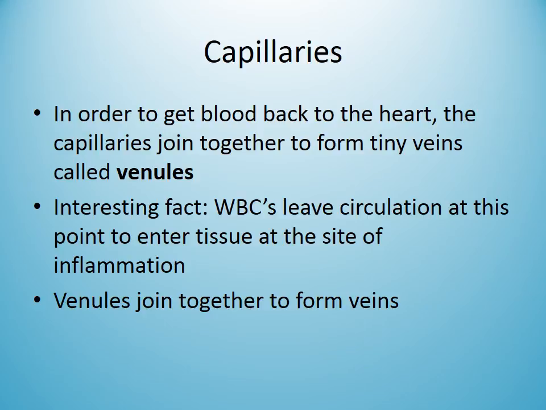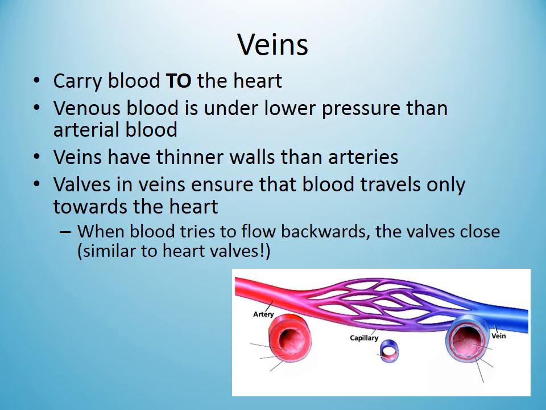In order to get blood back to the heart, the capillaries join together to form tiny little veins called venules. Interesting fact, white blood cells leave circulation at this point to enter tissues at the site of inflammation. So if we have inflammation or infection, the venule is where the white blood cells are going to leave the circulation. Venules join together to form a vein, and veins carry blood to the heart.